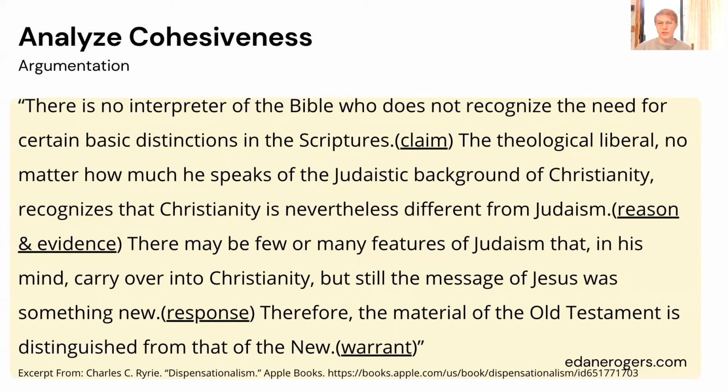The theological liberal, here's the new. So we've got an A, B, and now we've got another new topic. The theological liberal, no matter how much he speaks of the Judaistic background of Christianity, recognizes that Christianity is nevertheless different from Judaism. There's his reason and his evidence together.